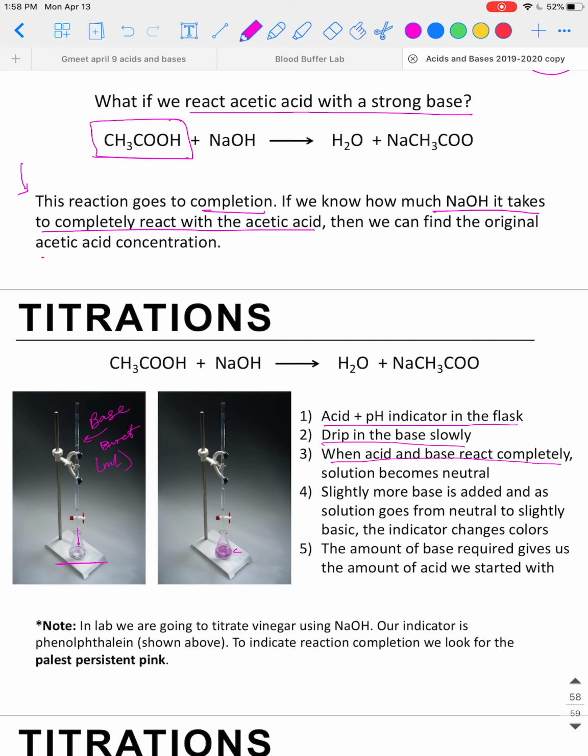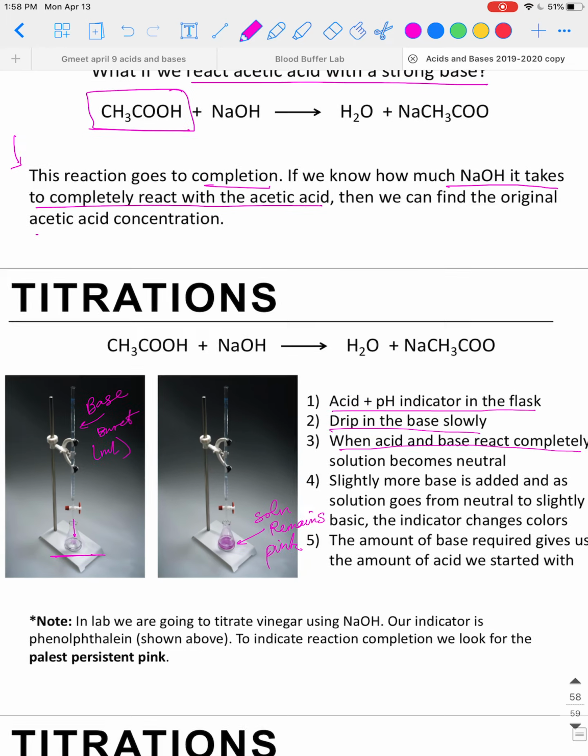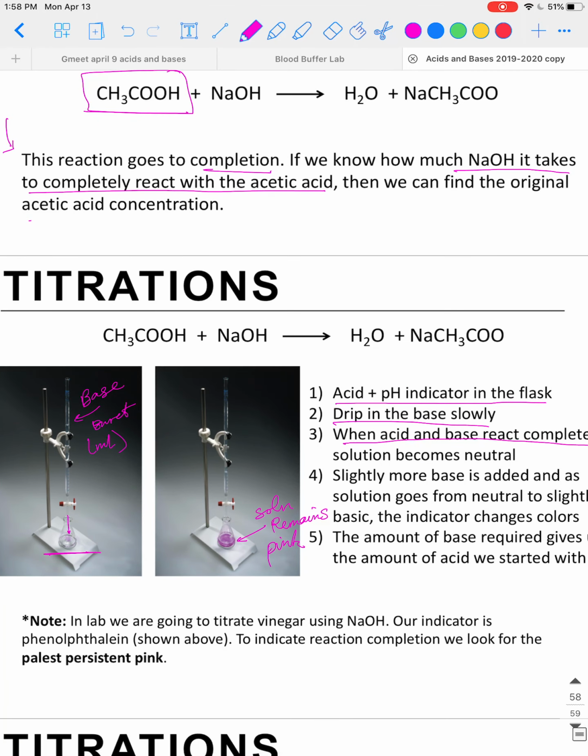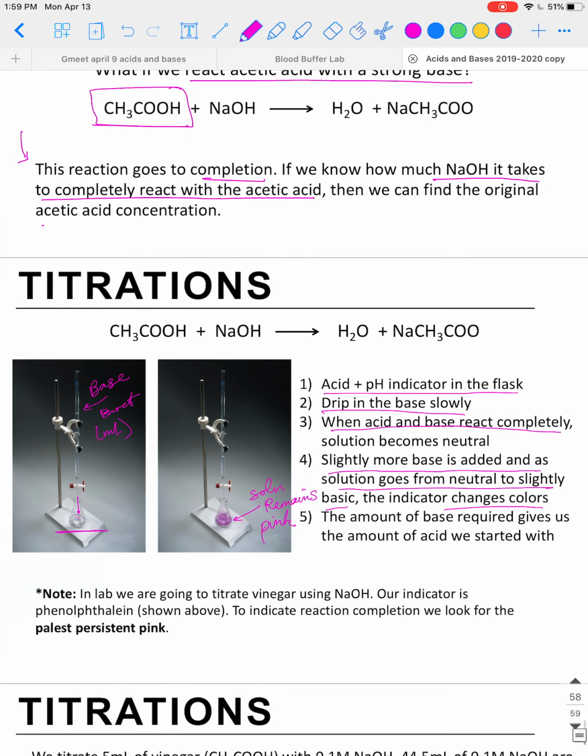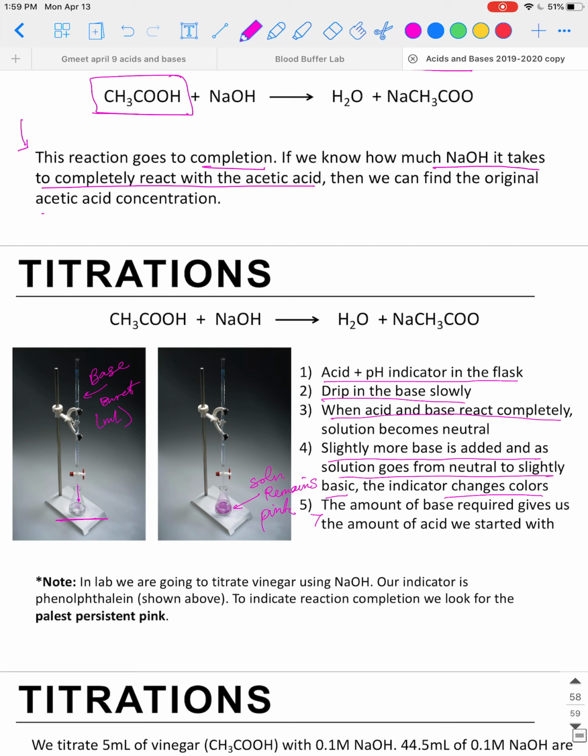And once we've done that, when the acid and the base have completely reacted, you will see that your solution remains pink. So when you've added a drop of NaOH and it turns the solution pink and it stays pink, then you know your titration is done. Again, we added more base and the solution went from neutral to slightly basic, meaning pink. That's because the indicator phenolphthalein changes colors based on pH.